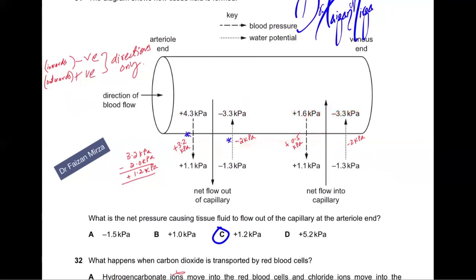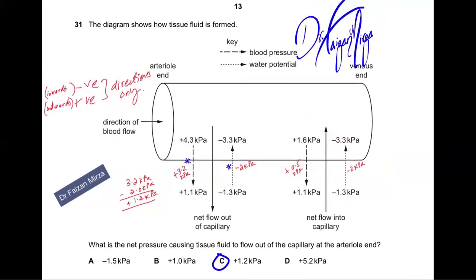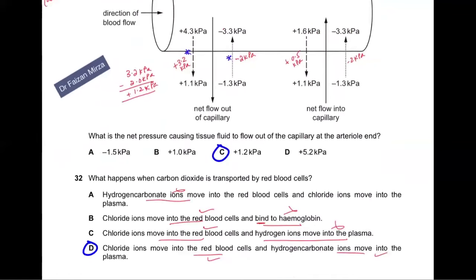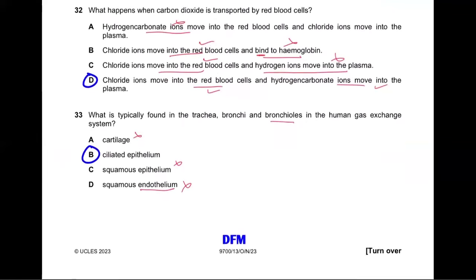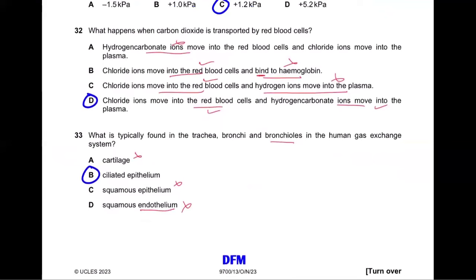So you should be able to handle such questions just using some relevant logic, which I think is not very difficult in this case. What happens when carbon dioxide is transported by red blood cells? Do hydrogencarbonate ions move into the red blood cells? No, they do not move in. They are produced inside. Do chloride ions move into the red blood cells? No, they do not, and they do not bind to hemoglobin.